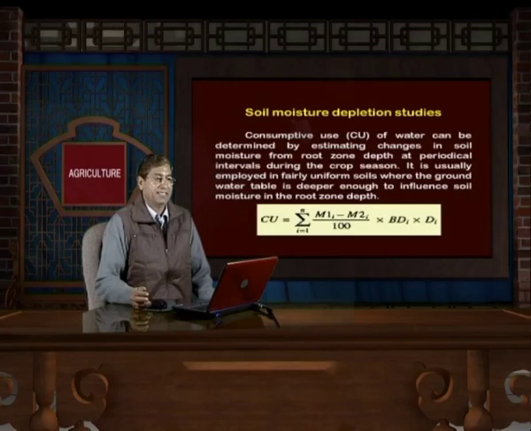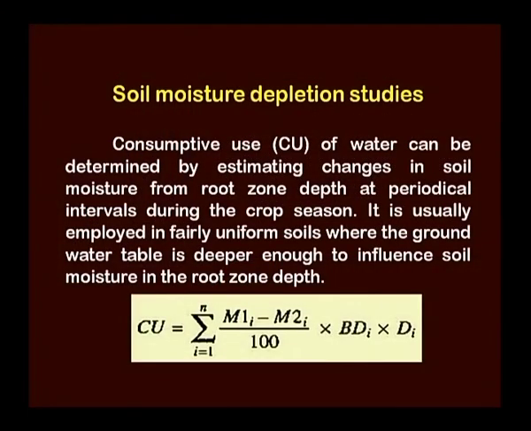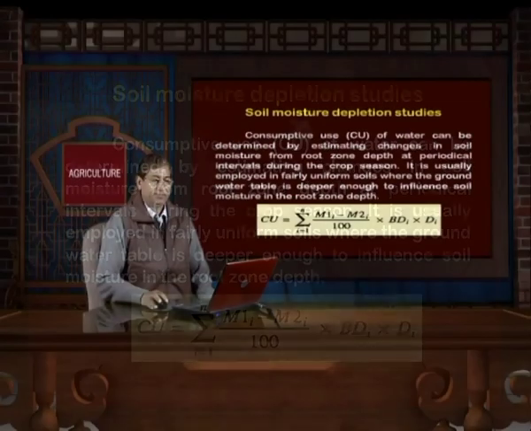Soil moisture depletion studies. Consumptive use of water can be determined by estimating changes in soil moisture from root zone depth at periodical intervals during the crop season. It is usually employed in fairly uniform soils where the groundwater table is deep enough not to influence soil moisture in the root zone depth. This can be depicted in the form of a formula: Cu is equal to summation of (M1i minus M2i) divided by 100, multiplied by bulk density of ith layer and depth of the ith layer.